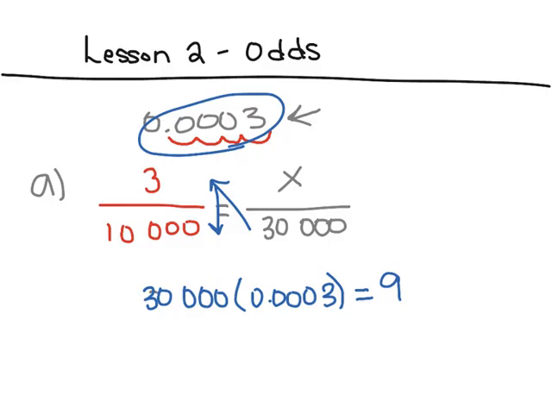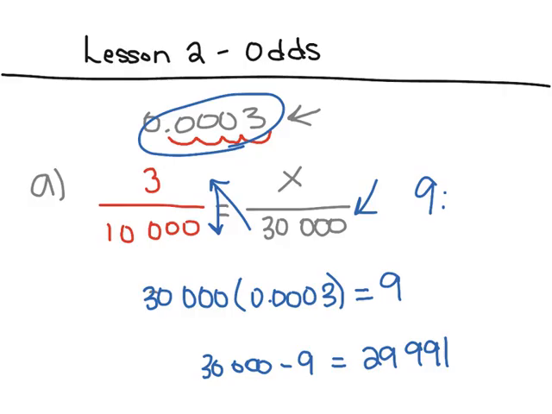Or we want to figure out how many are not defective. So we would do 30,000 minus 9, which is 29,991. So the odds for this one would be 9 to 29,991.